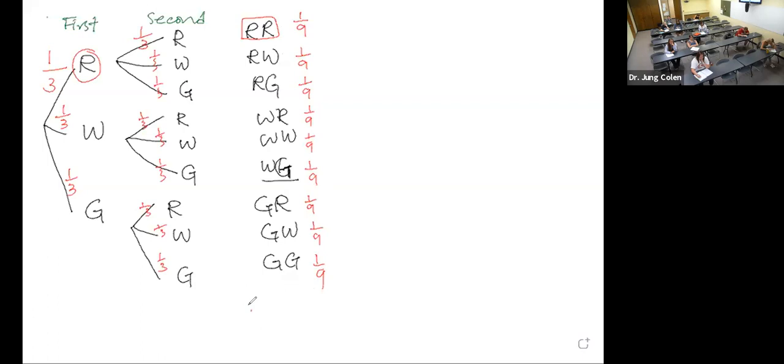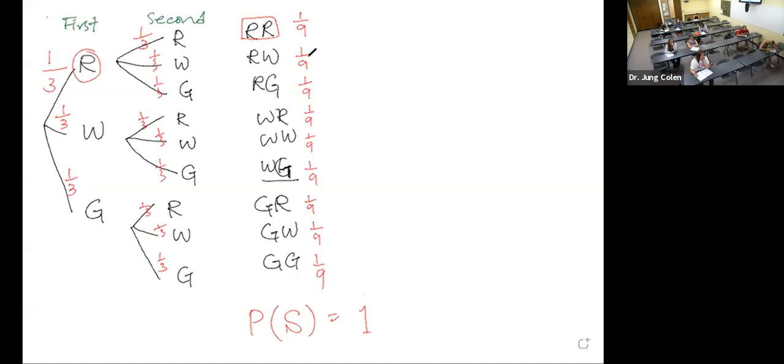What's the probability for the whole event? So, the sample space. What's the probability for the sample space? Which means it can be red red, red white, red green, white red, white white, white green, all the way to GG. What's the probability for the sample space? It should be 1. Remember? Probability for the sample space is 1. So let's check if we get 1.